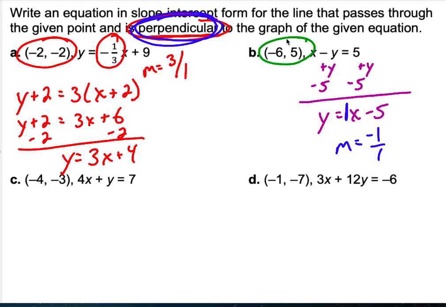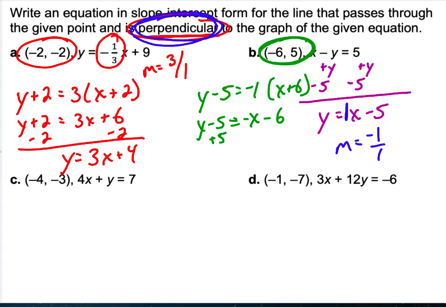I'm going to plug it in with this set of points. So y minus 5 is equal to negative 1 times x plus 6. So y minus 5 is equal to negative x minus 6. Add my 5, and I get y equals negative x minus 1.